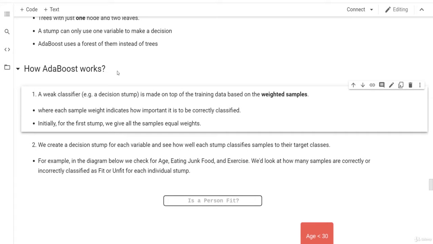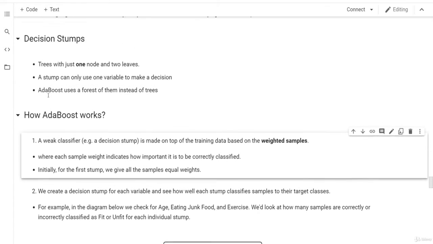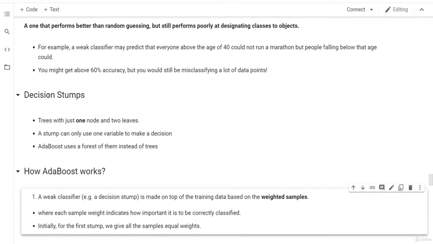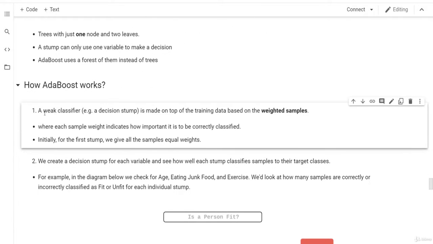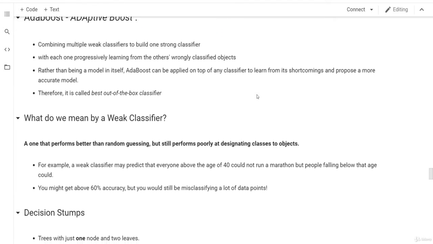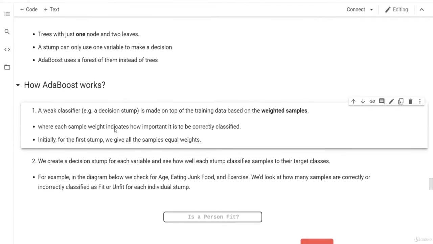Okay, now let's explain how AdaBoost works. So the first step is basically we have a weak classifier, and we said that the weak classifier can be a decision stump, for example. And this weak classifier is made on top of the training data based on the weighted samples, right? We have a weight for each sample. So each sample weight indicates how important it is to be correctly classified.